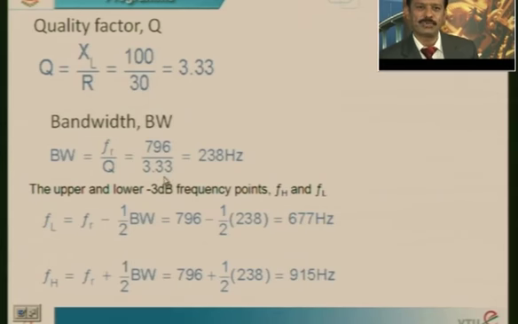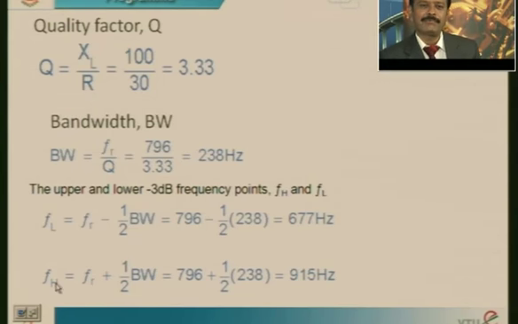796 divided by 3.33 will get 238 Hertz of bandwidth. And as I told already, upper and lower cutoff frequencies can be calculated using the formula: FL is equal to resonating frequency minus bandwidth by 2. Substitute here and you will get 677 Hertz.